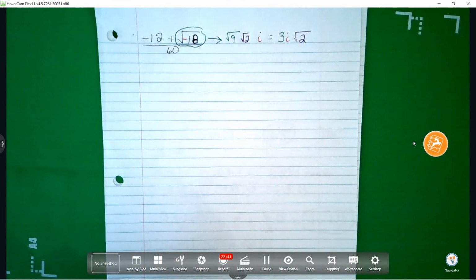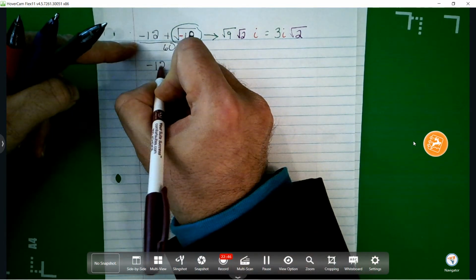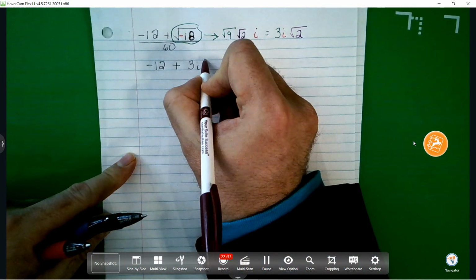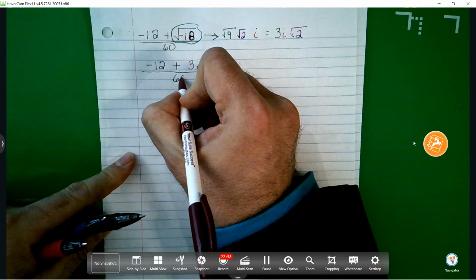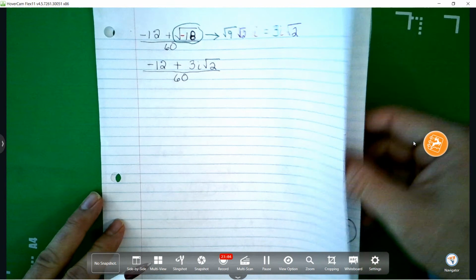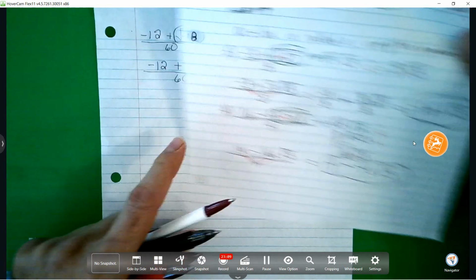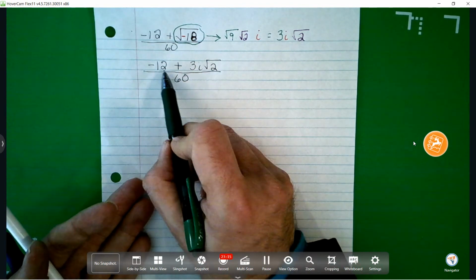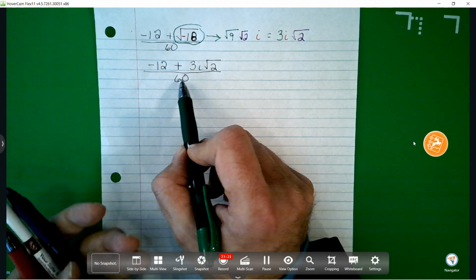So rewriting this, we have negative 12 plus 3i square root of 2 all over 60. And this is where normally I draw the little marks and separate. But on this one, am I going to still wind up with a fraction? When I separate here, I'm going to wind up with 12 over 60. I could reduce to 1 over 5, but there's still going to be a fraction.